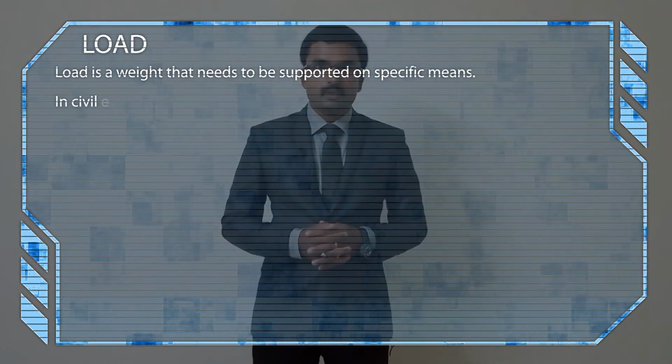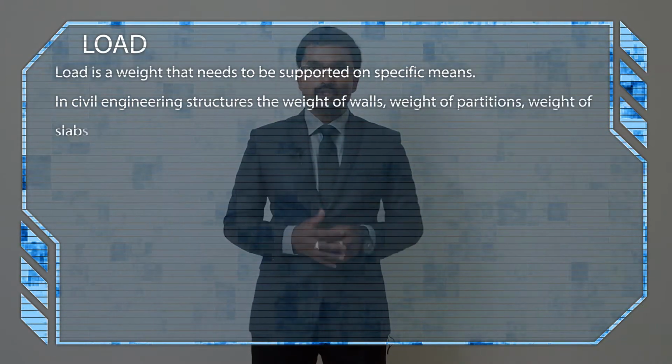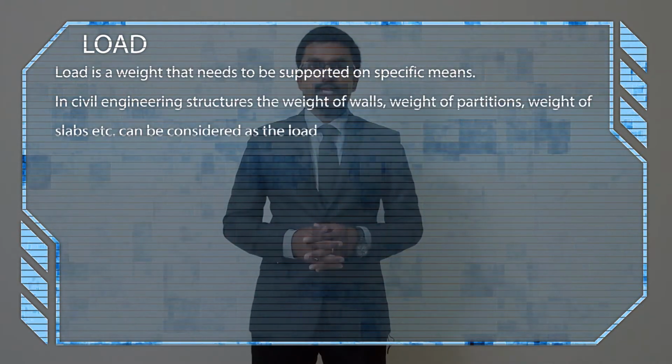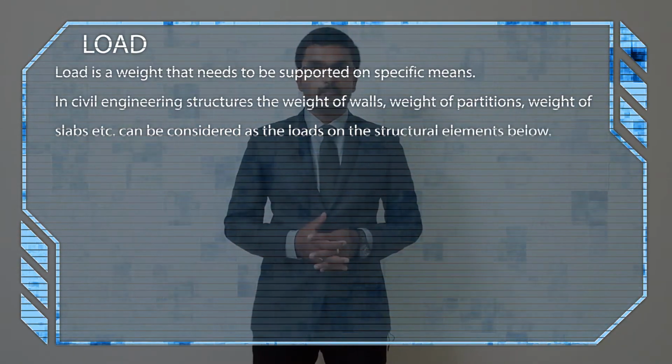Firstly, the load. What is load? Load is any weight that needs to be supported on a specific medium. In the case of civil engineering structures, the weight of walls, the weight of partitions and the weight of slabs can be considered as the loads on the structural elements beneath them.